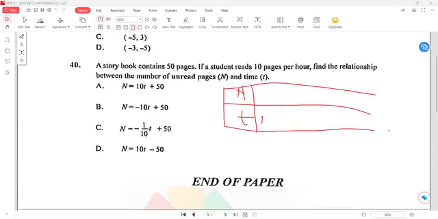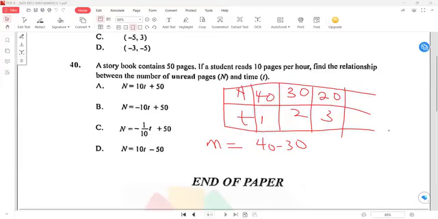If we are looking at 1 hour, 10 pages will be read and the pages are 50, so the ones left should be 40. If you are looking at 2 hours, 20 pages will be read and the ones left will be 30. And so on and so forth. So we can end up here. The gradient should be 40 minus 30 out of 1 minus 2, which is negative 1. 10 out of negative 1 is negative 10. So you realize, even from observation, it's just B that shows for that.